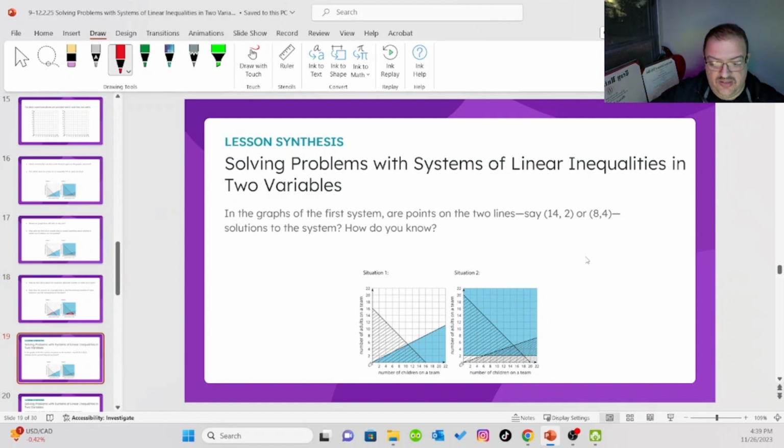Our lesson synthesis: solving problems with systems of linear inequalities in 2 variables. In the graphs of the first system, are points on the 2 lines, such as 14,2 or 8,4, solutions to the system? How do you know? So I would go to 14 for my x and 2 for my y, and it is on the solid line that creates the double shading. So it is a solution.